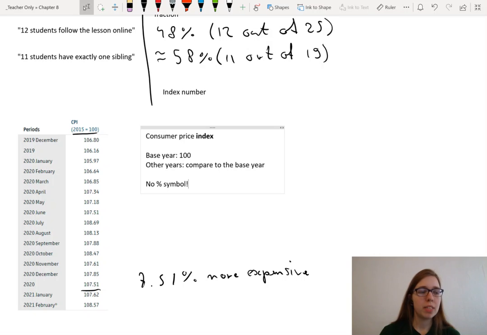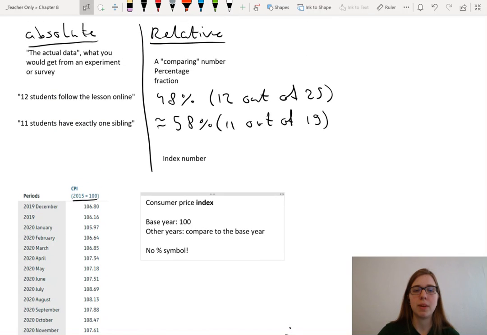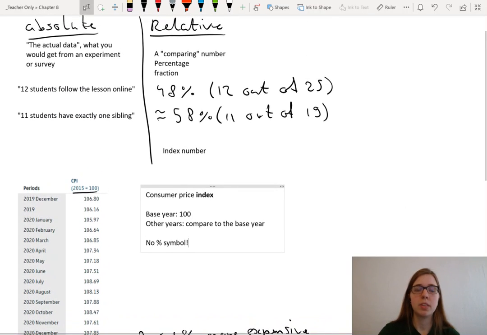But yeah, you will find some exercises in the book also on this index number, and you will find that it really helps you to compare when really the actual numbers are maybe not that useful at all. So that's just a general quick overview of absolute and relative numbers, absolute and relative frequencies. And with that, I am just going to let you start practicing with these.